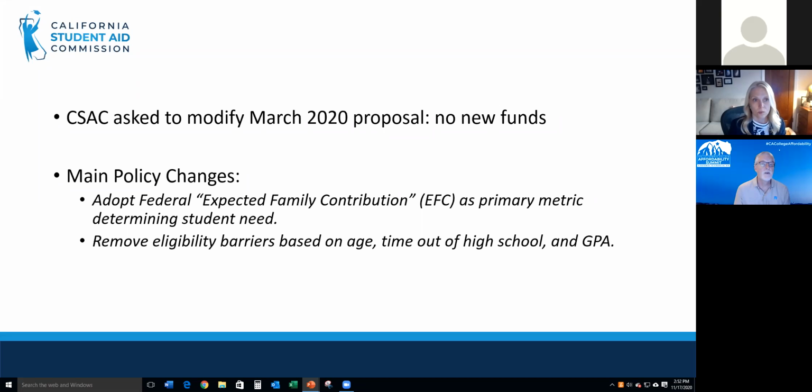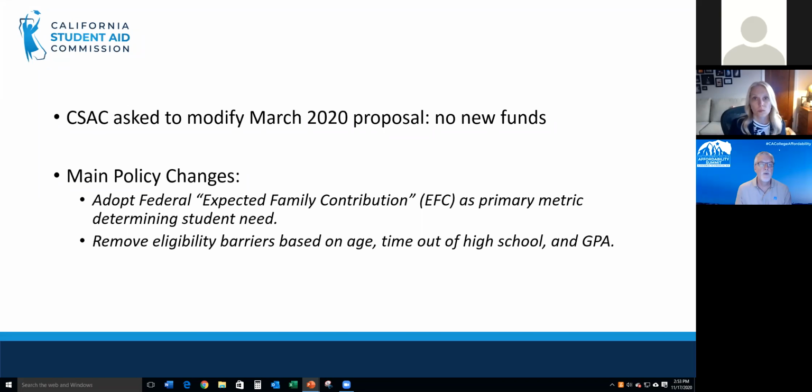We wanted to adopt expected family contribution, or EFC, as the primary metric determining student need. So EFC is used for Pell and is calculated in the FAFSA. California and Cal Grants use a California-specific income and asset ceiling set of numbers, which are different than EFC, to award Cal Grants. And so there's a disunion between these two. So we want to convert everything to EFC.